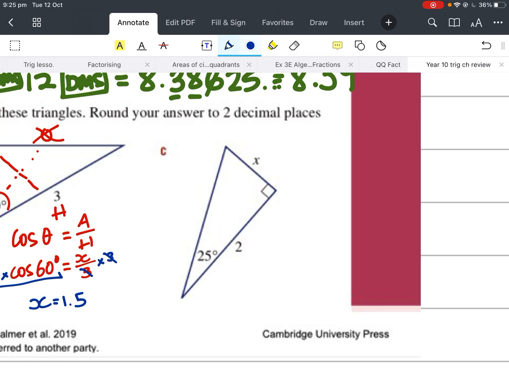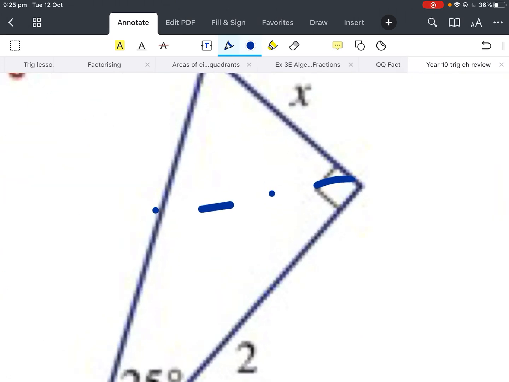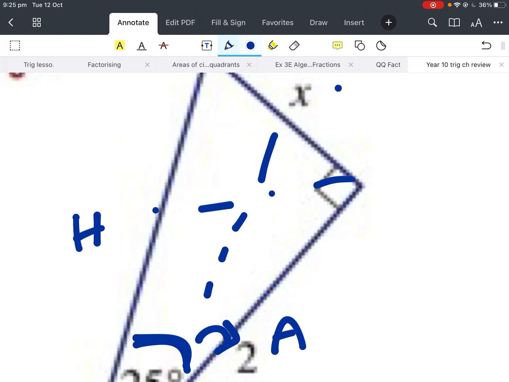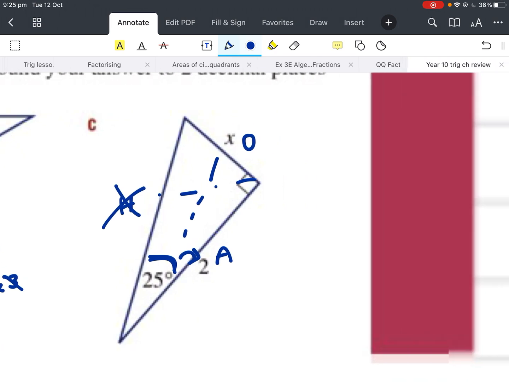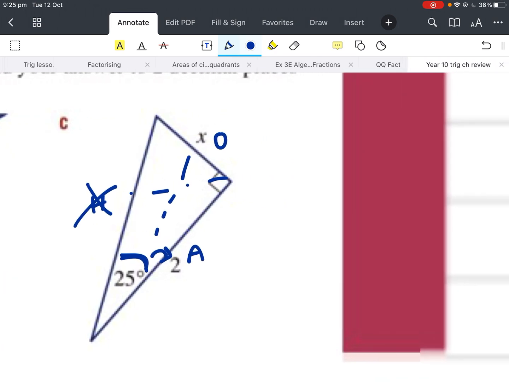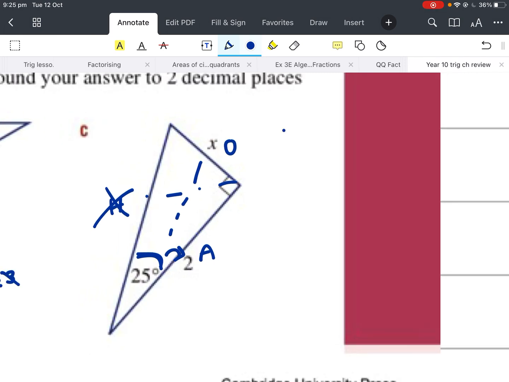And C, okay, let's see. Let's label our sides. All right, opposite the right angle, that's an H. Here's my angle. Next to my angle is my A. So opposite my angle is my O. There's nothing on the H side, is there? There's no X and no number. So what am I going to use? Which one use O and A? So, so, ka, toa. Which one? Hopefully you said toa, miss. Well done, you if you did.